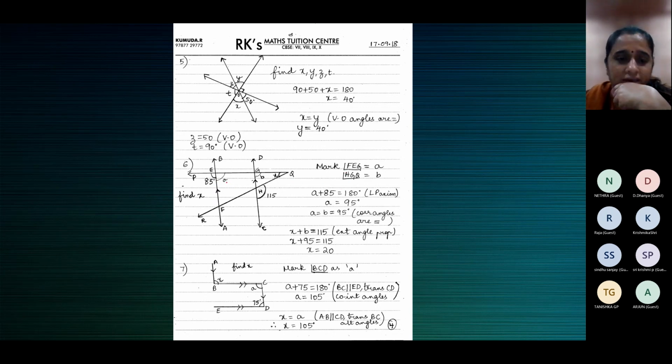Okay, so I want to find this angle. How do you know that you'll have to mark this angle as A and this angle as B? First, when you look at the figure, you plan something, right? You cannot just start working.